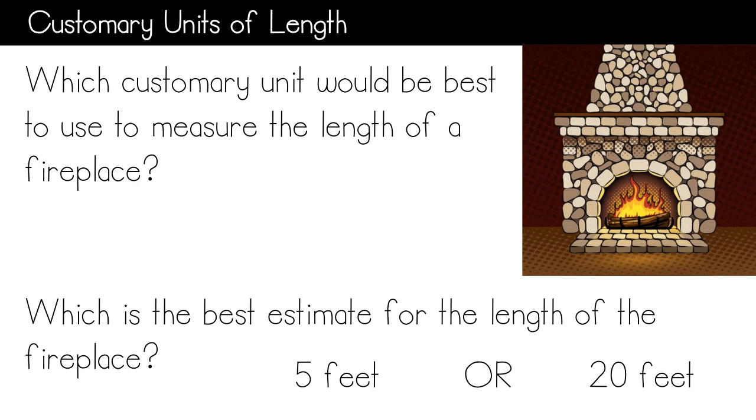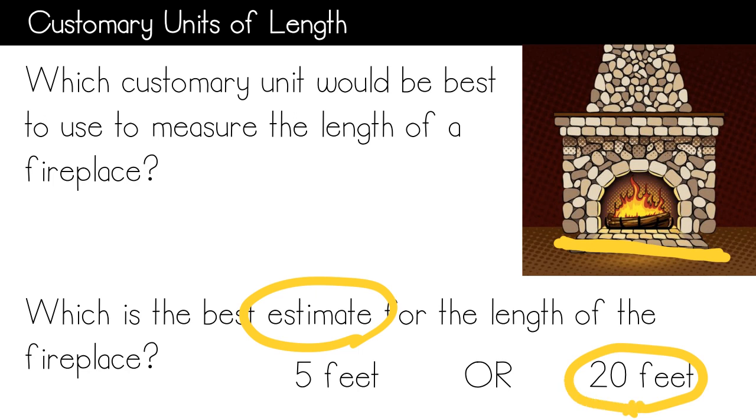So what is the best estimate for the length of the fireplace? So that means from here to here. That's the length from one point to another. Not how tall it is. We're looking at the length from left to right. So is 20 feet reasonable or is 5 feet reasonable? Now, unless you have a ginormous house, 20 feet is out of control. I would definitely say 20 feet is not a reasonable estimate. 5 feet is your best estimate.